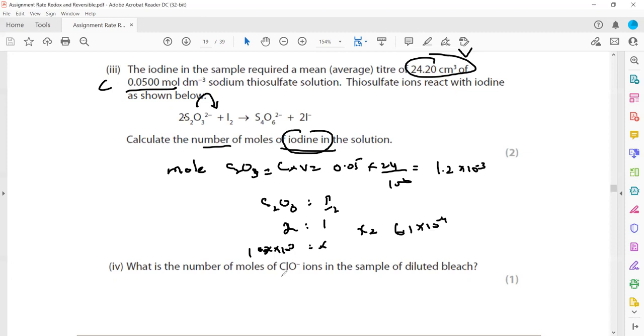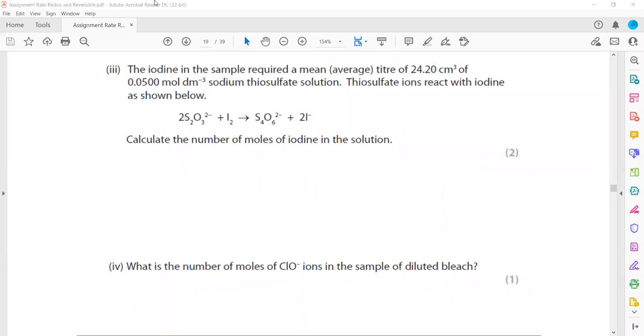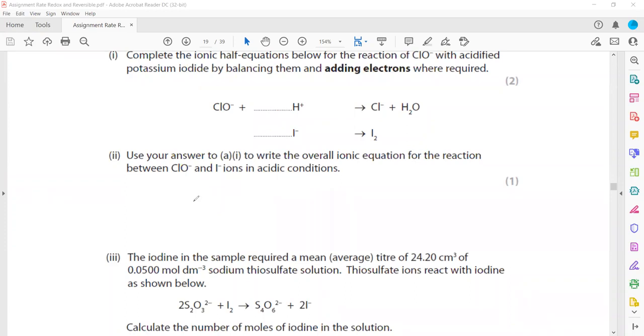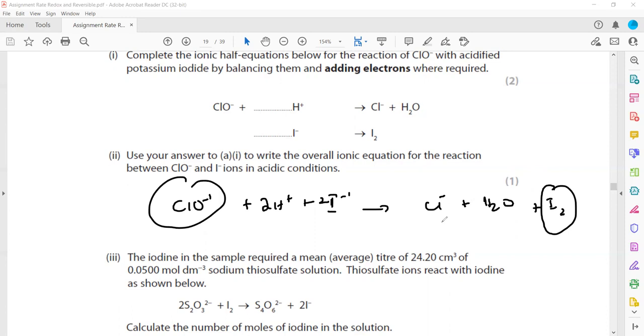Then what is the number of moles of ClO minus ion in the sample of diluted bleach? How can we work out the number of moles of ClO minus in the diluted bleach? We have to check the equation which we already worked out. If you remember, in this equation we had ClO minus ion, 2 hydrogen ions, and 2 iodide ions, forming Cl minus plus H2O plus I2. Now as we have worked out the moles of iodine molecule, we'll take a ratio of iodine to ClO minus.